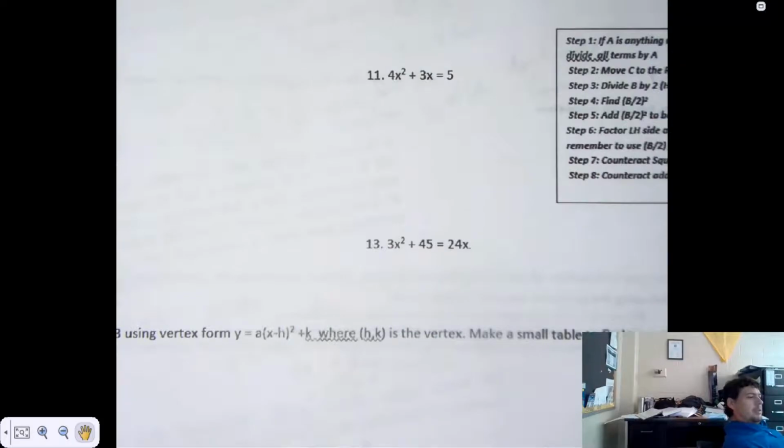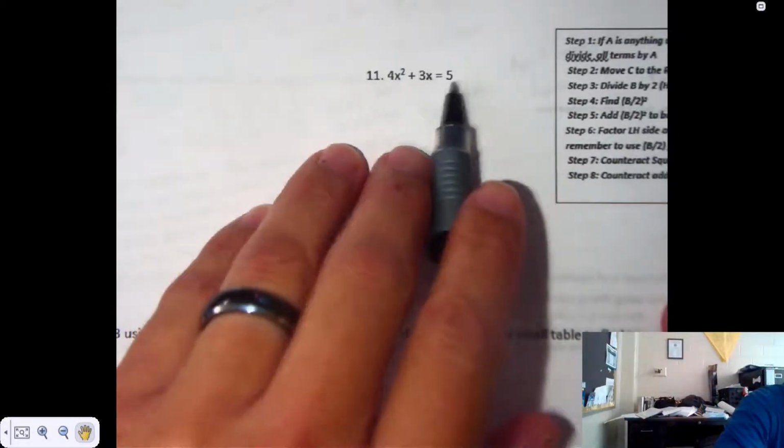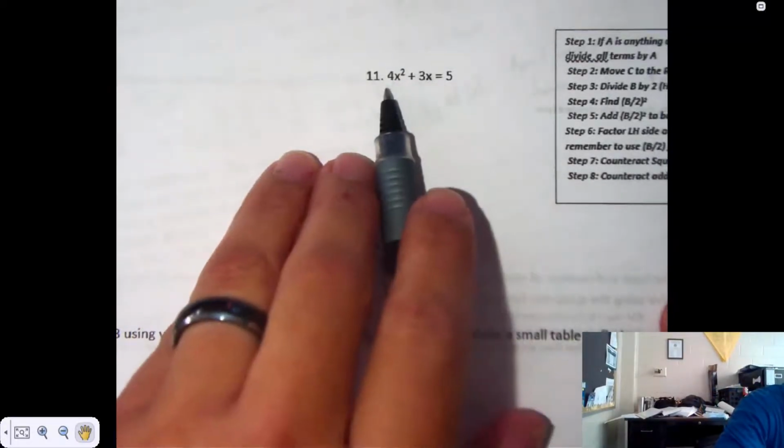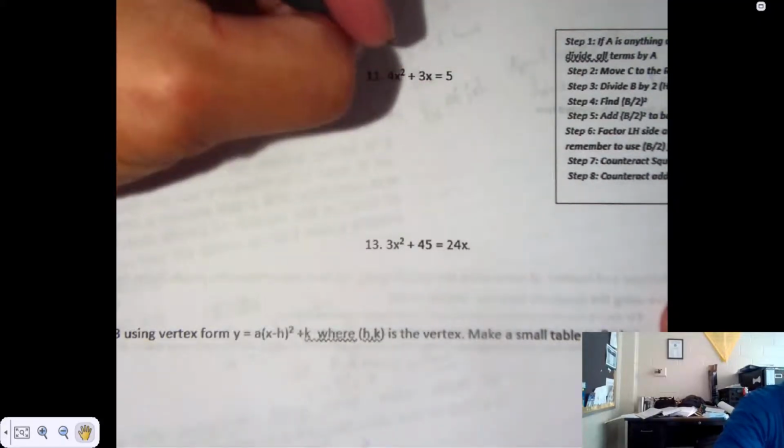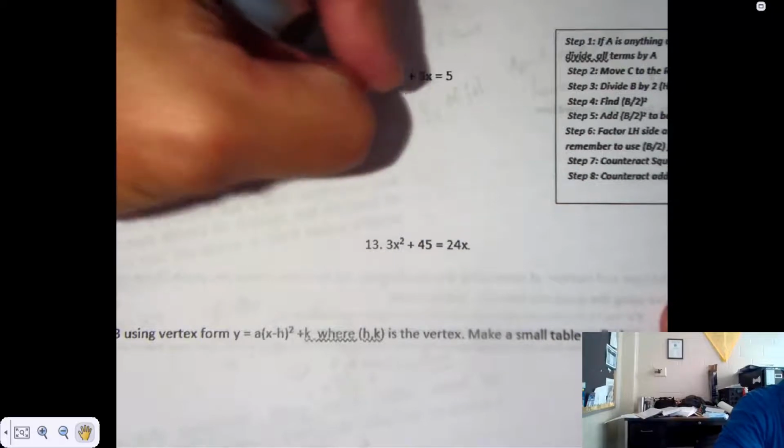Let's see, you're supposed to complete the square. Notice that it said complete the square. If I look at your homework and you do the quadratic formula, you're not getting credit. It says to complete the square, kids. So the 5's where it belongs. How about this 4? What do you got to do with it? You got to divide everything out by 4.